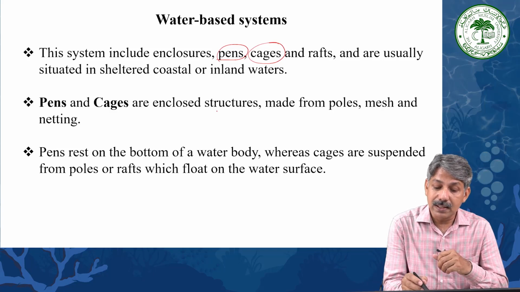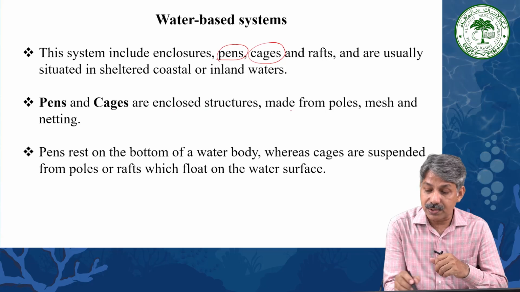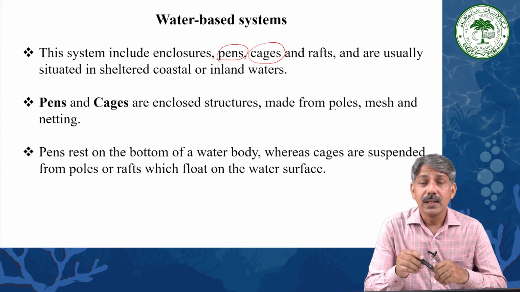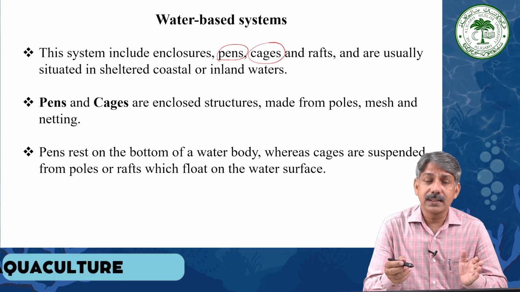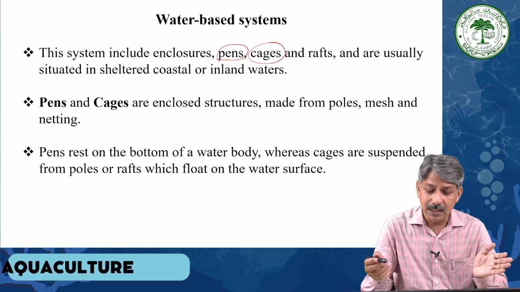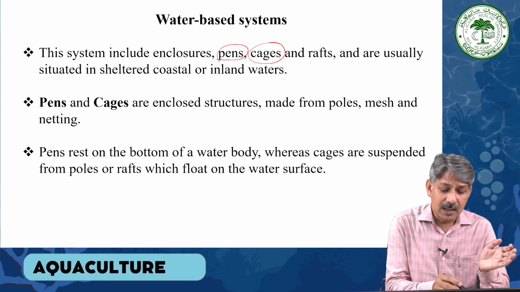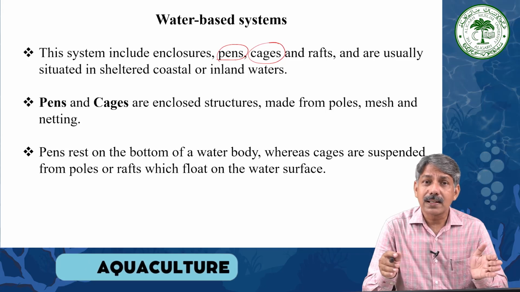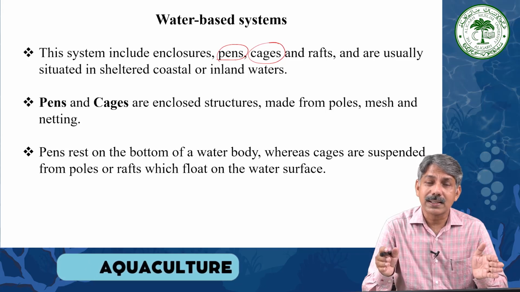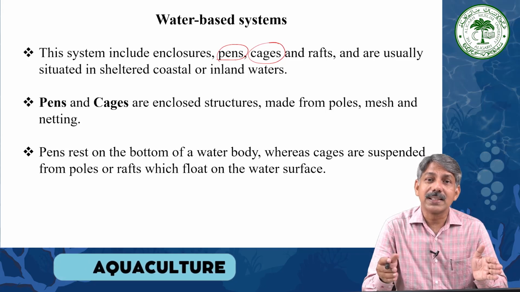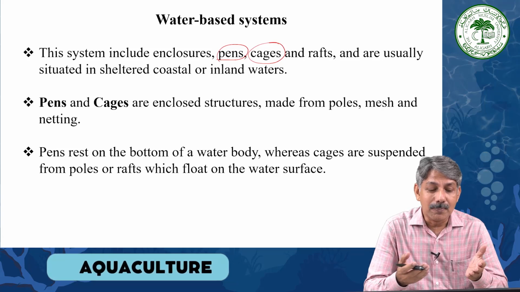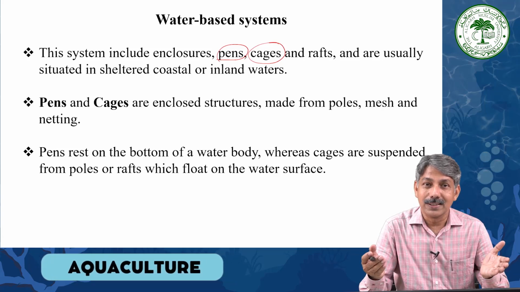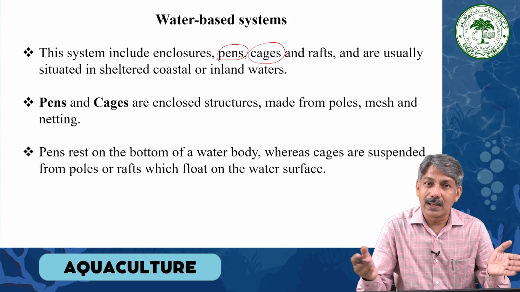Pens and cages are in fact enclosed structures. You must have seen cages, and pens also you must have seen. The difference between the two is that pens are kept in the large water body in such a way that it utilizes the bottom of that aquatic system, pond or other large water body.